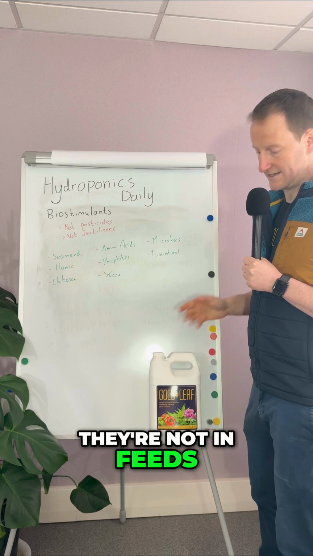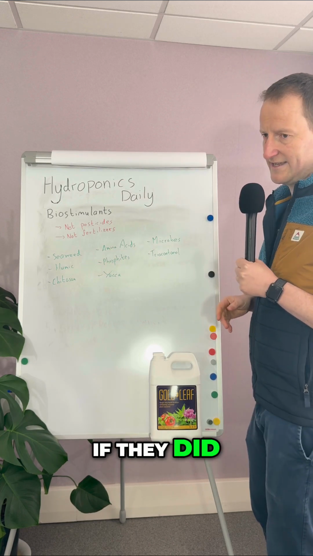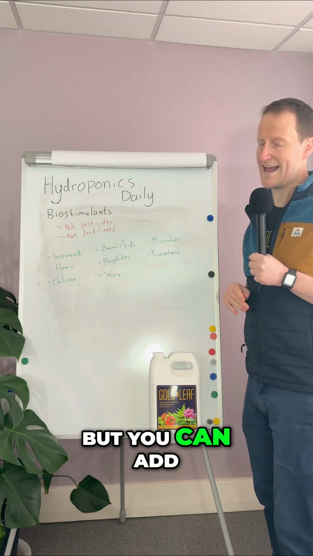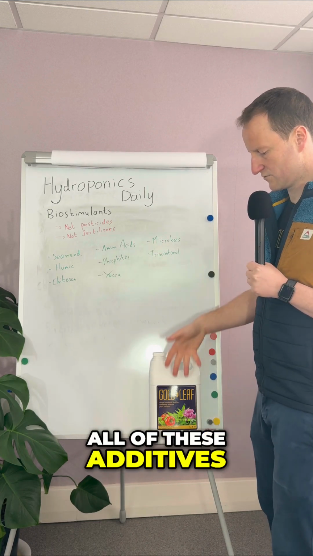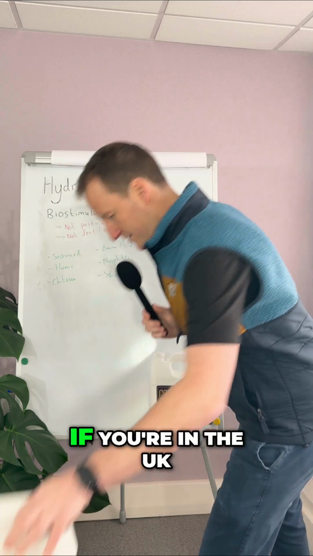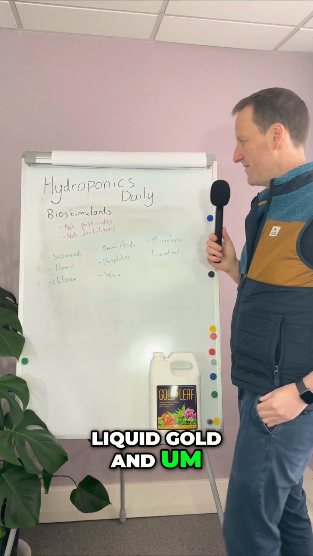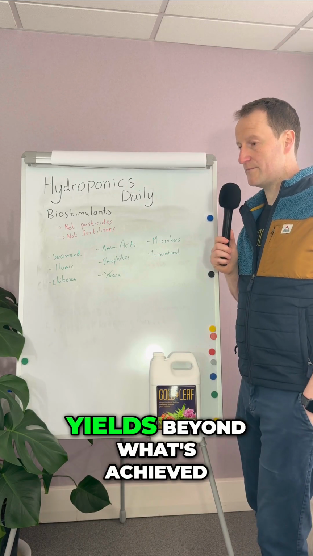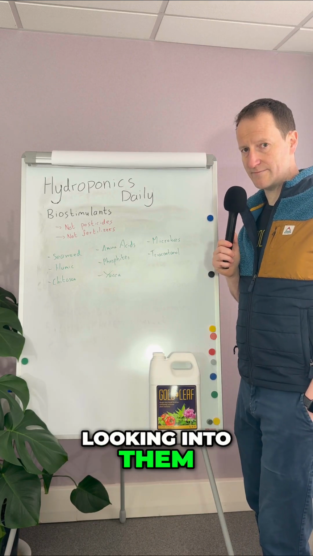They're not in feeds like Gold Leaf per se. If they were, it would be a mucky mess, but you can add them to your feed. So all of these additives work really well with Gold Leaf, or if you're in the UK, Liquid Gold. And they can improve your yield beyond what's achieved with nutrients alone. So I definitely recommend you look into them.